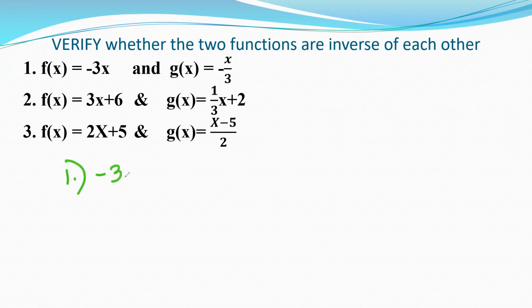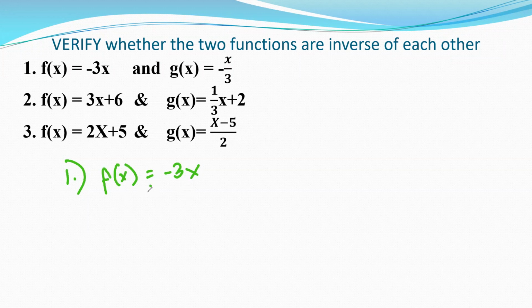So first, we need to pick one function which is f of x in this case. And then we have to get the inverse of this. I'm just going to rewrite this one. So we have f of x is equal to negative 3x. We just have to get the inverse of f of x. If it became negative x over 3, then they are inverse of each other. You can always choose g of x if you like.